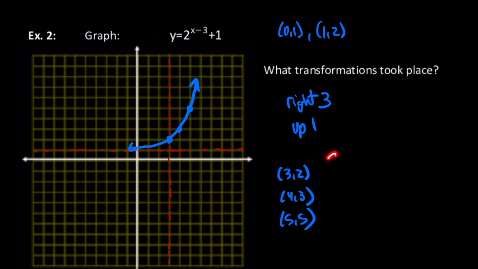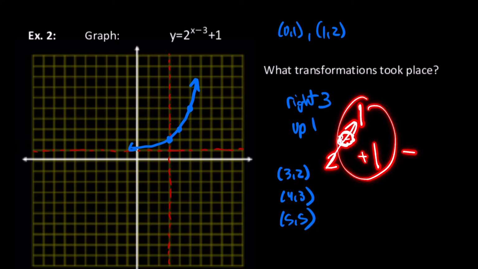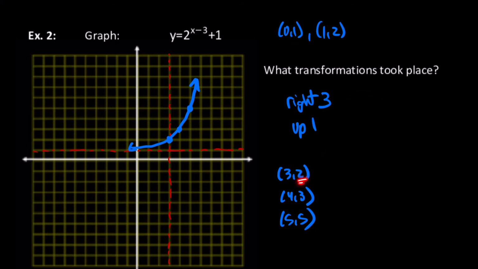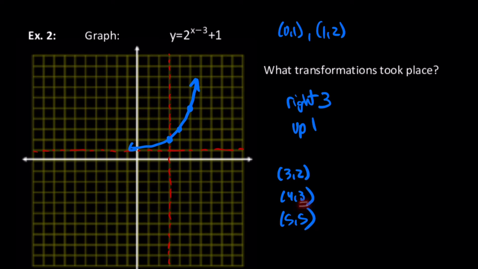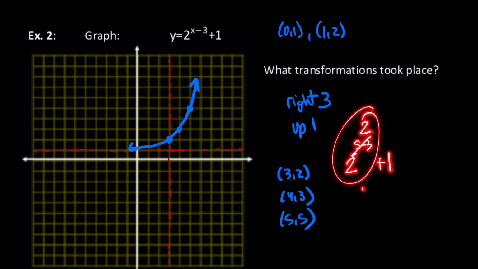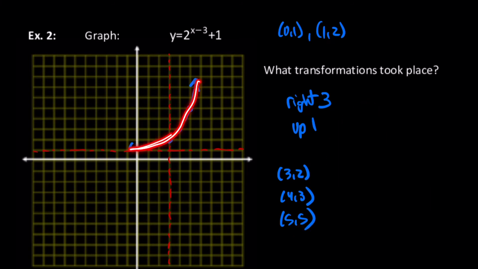So let's try the x first. 2 to the 3 minus 3 plus 1. Well, this is 0. 2 to the 0 is 1. 1 plus 1 equals 2. That's my y value. That one worked. Let's plug in a 4. Okay, so 2 to the 4 minus 3 plus 1. That's 1. 2 to the first is 2. 2 plus 1 is 3. That's my y value. Now let's try 5. Plug a 5 in. 2 to the 5 minus 3 plus 1. Well, that's 2. 2 squared is 4. 4 plus 1 is 5. Got it. So I know that this is the correct sketch.